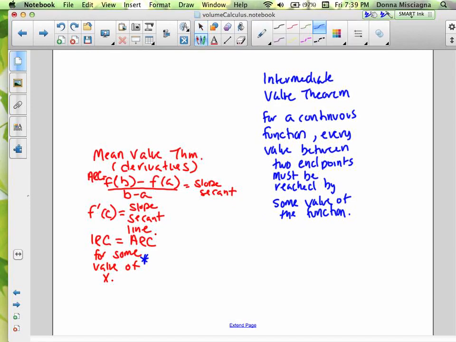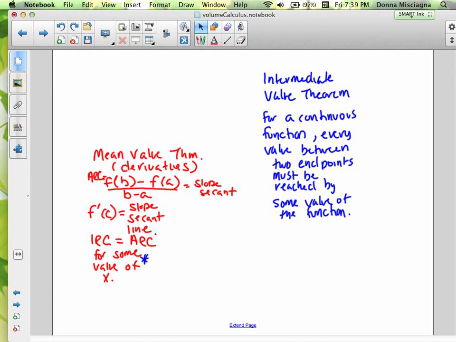Right? So, intermediate value theorem for continuous functions: every value, right? If your function is continuous on some interval from a to b, and you get some value for f of a, and f of b is some value, well, every single number between f of a and f of b, there must be some x value that is equal to that y value between f of a and f of b, right?